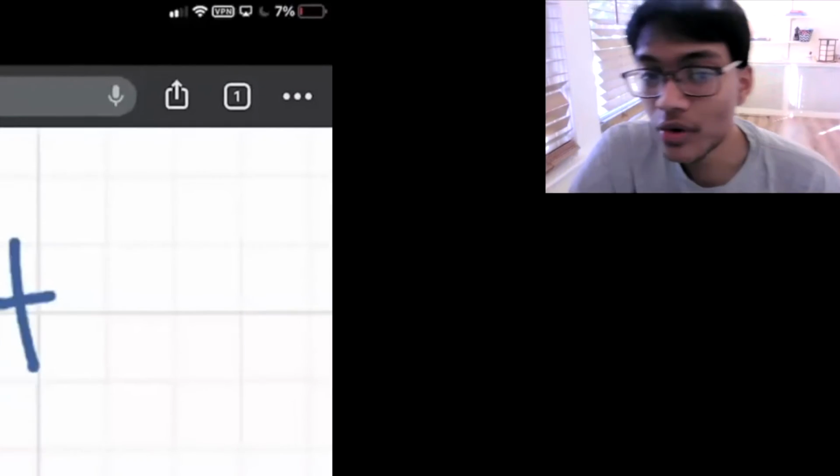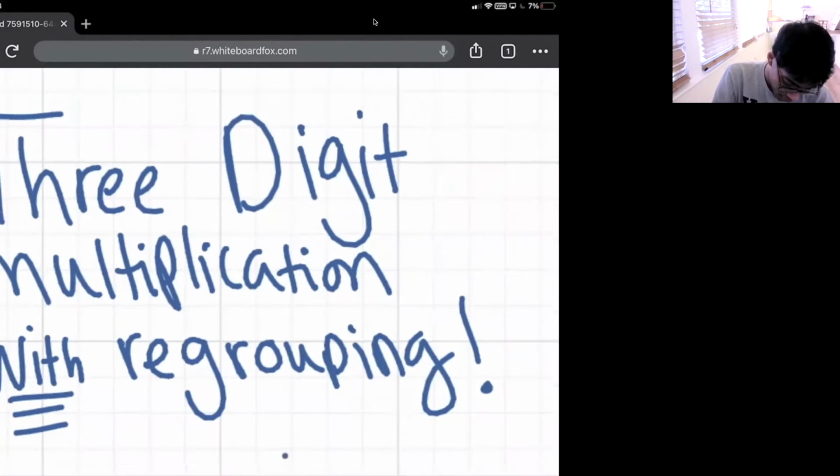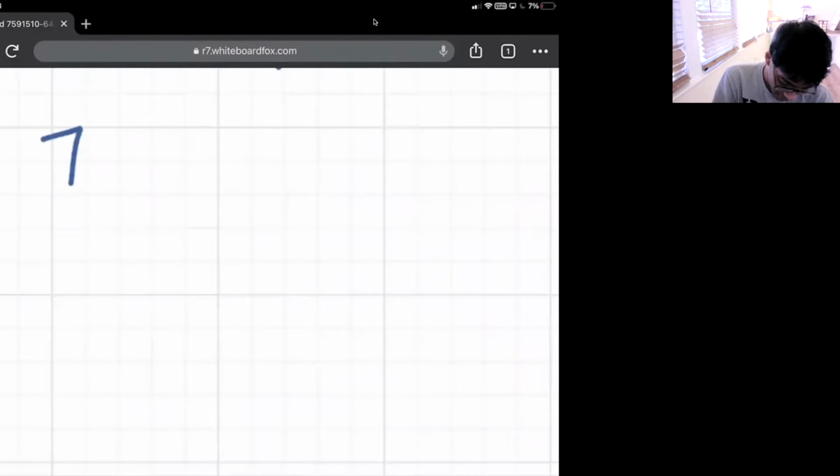What's up, folks? Today we're doing three-digit multiplication with regrouping. Let's get started. Okay, let's say I have 759 times 2.